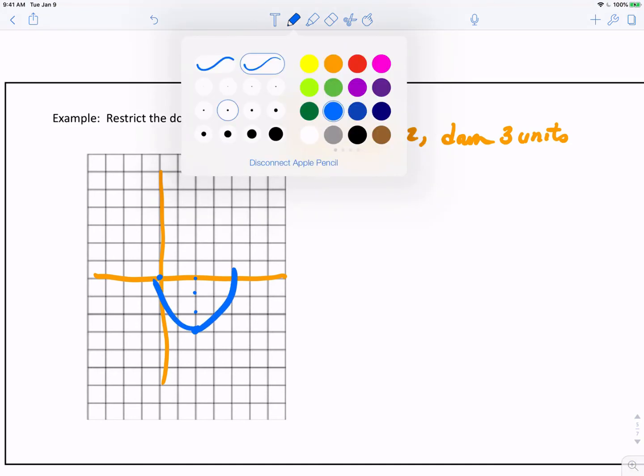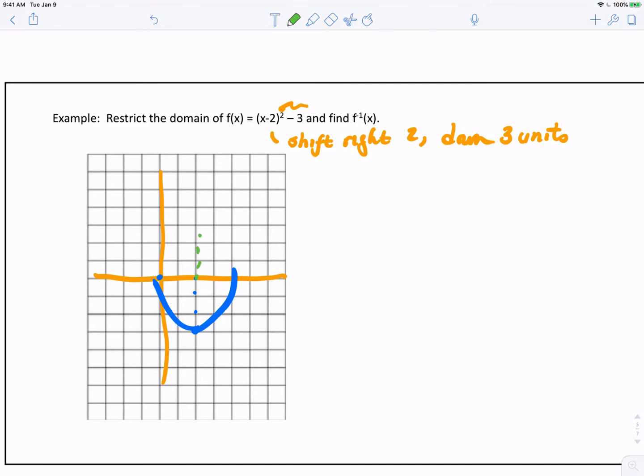Again, we're going to restrict the domain to half of the parabola. And so what is this number here? This number is 2. So if we restrict the domain to the interval from 2 to infinity, then the function becomes 1 to 1. Finally, let's go ahead and find the inverse.